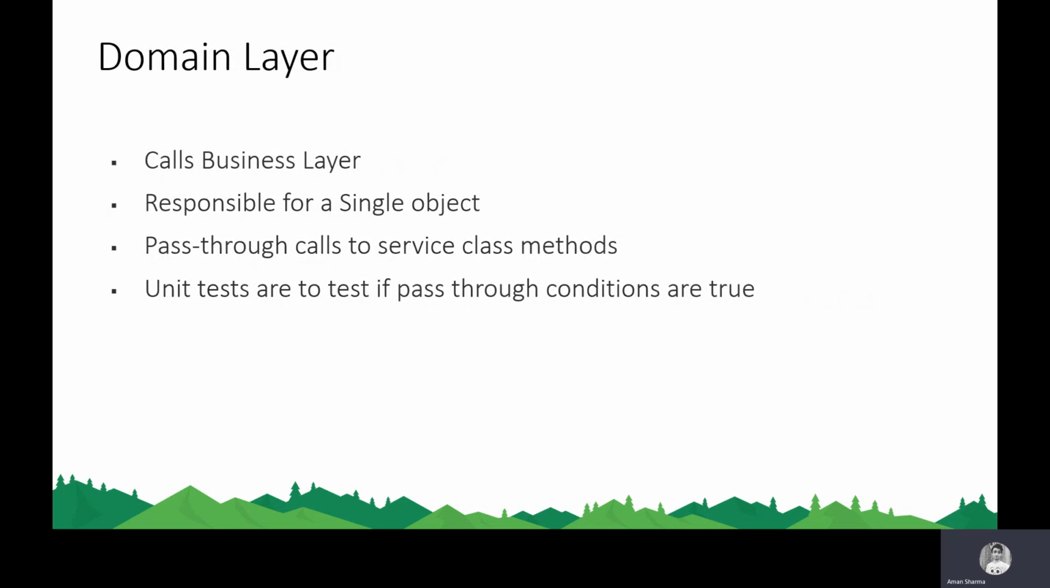In the domain layer, it is recommended that for each S object, we have one class associated with that S object. And the domain classes are mostly passed through to service methods. That means whatever is there in the service method, we generally call those methods, and we don't actually implement the functionality there. We just transfer the call from the domain layer to the business layer or the service layer. For this, we write unit tests to test if the conditions are satisfied or not.